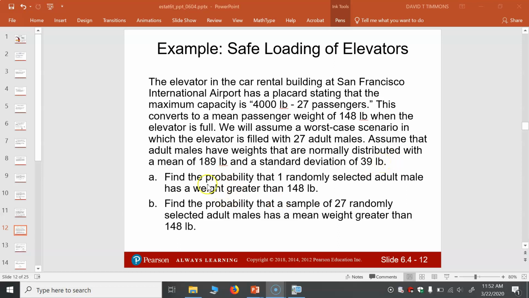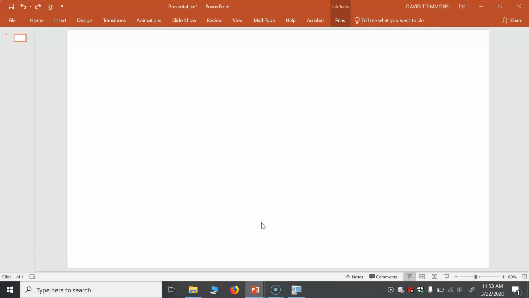Now there's a couple parts here. Part A: find the probability that one randomly selected adult male has a weight greater than 148 pounds. So that's really looking at one individual. And then part B: the probability that a sample of 27 adult males has a mean weight greater than 148 pounds. So let's look at part A here.